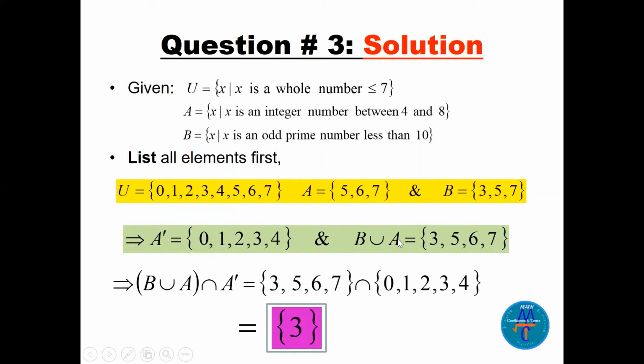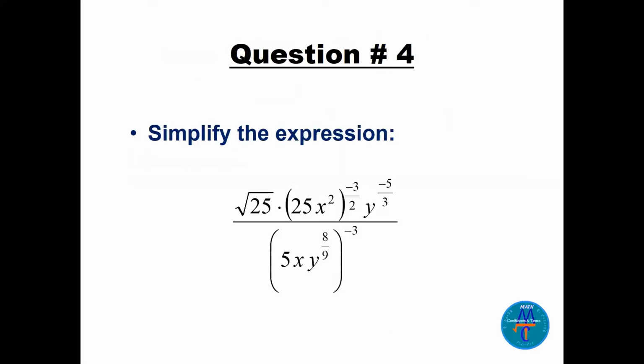Now this is B union A, intersection with A prime in the green here. Find the intersection: 3, 5, 6, 7 intersection 0, 1, 2, 3, 4. The answer is a set that contains only the number 3, one element. Let's see number 4, a very nice question.